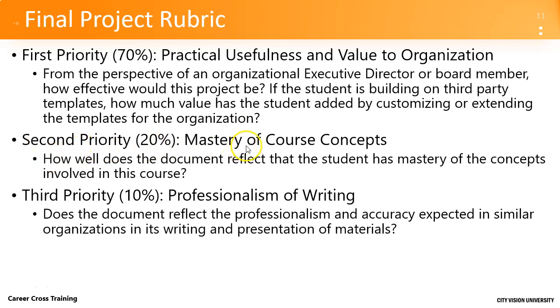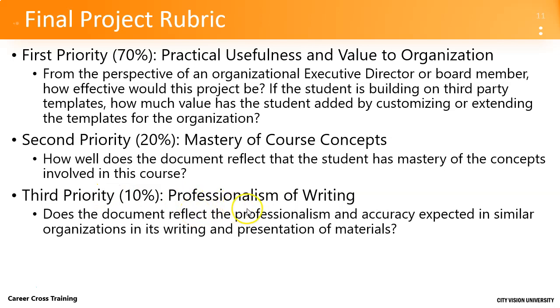Now, the second priority is mastery of course concepts. You may say, well, that's only 20%. Well, part of it is, if you're providing something practical and useful, then you probably already mastered the course concepts. But sometimes people will show that they understand the concepts, but they can't convert it into anything useful. And then the third priority is the professionalism of the writing. So that's 10%.